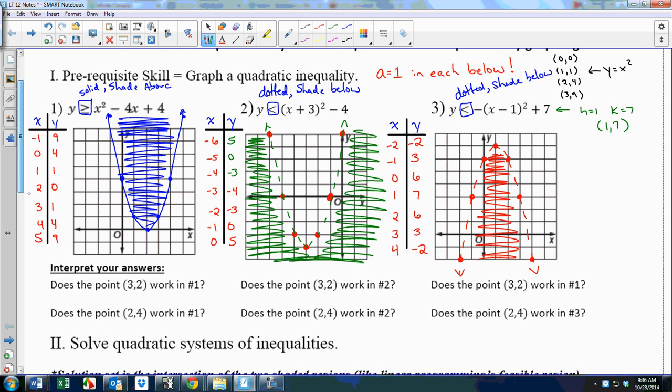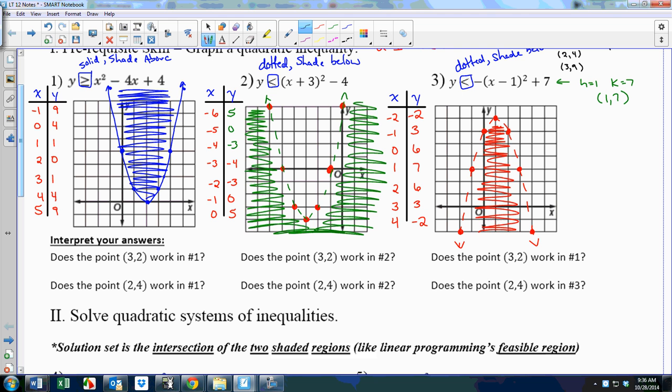All right, I made a typo on your notes. Change these to 3, 3 right here and right here. And change this to 4, 4. That's enough to illustrate what I was trying to illustrate.